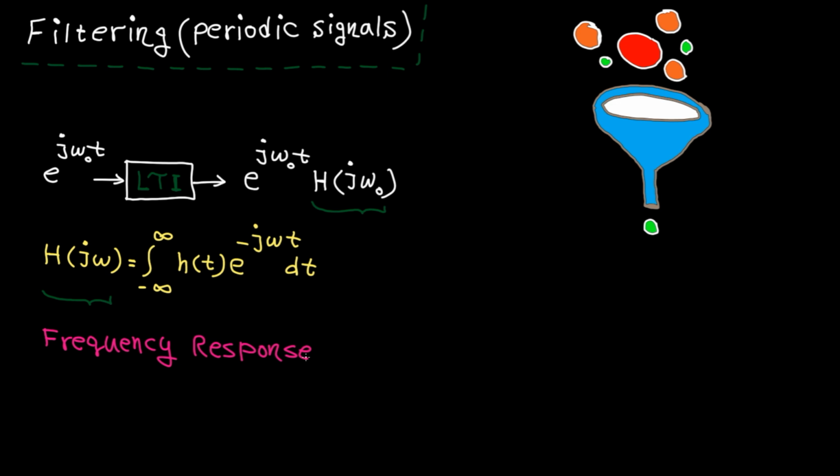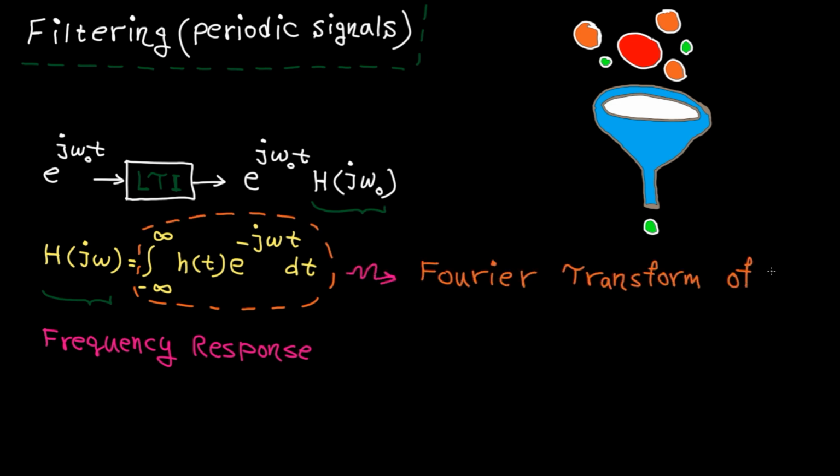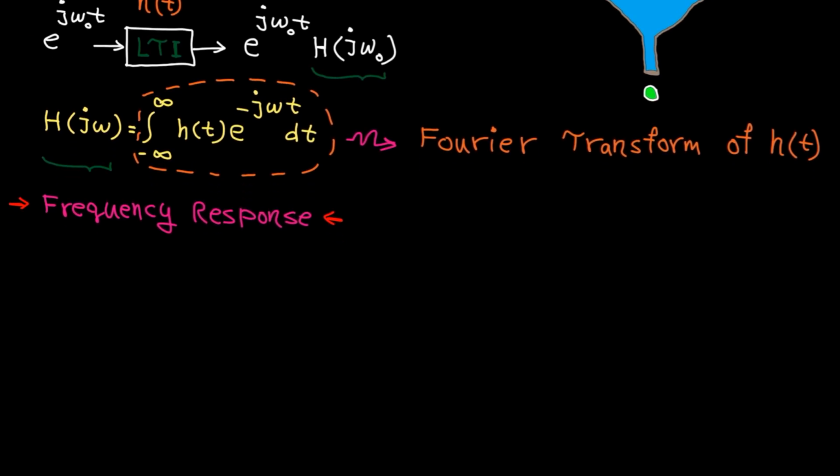Before I continue, let me just quickly mention one thing. As we will learn in the next tutorials, this integral is the Fourier transform of h(t), which is the impulse response for this LTI system. Again, this integral is the definition of Fourier transform. But don't worry about it for now. The main focus for this lecture is the frequency response. Let me emphasize again, frequency response means how the system treats different frequencies.